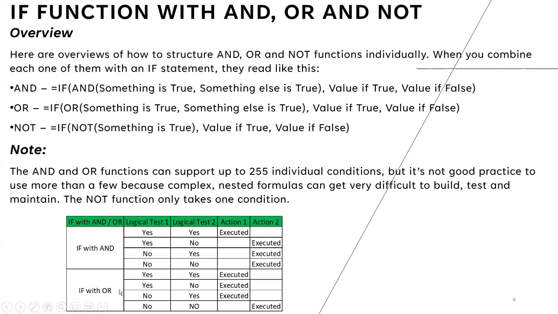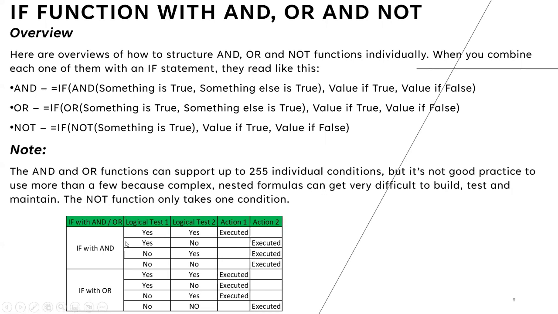Whereas in the case of OR, if both the tests are passed, the first action will be performed. If the first logical test is passed and the second fails, then also the first action will be executed. If the first logical test fails and the second passes, then also the first action will be executed. And if both the logical tests fail, then only the second action will be performed.